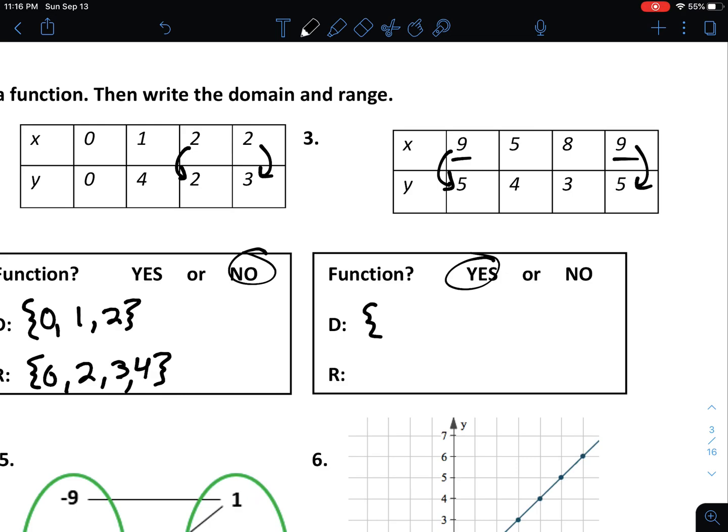For the domain, we would say that that was 5, 8, and then 9. For the range, we would say that that's 3, 4, and then 5.